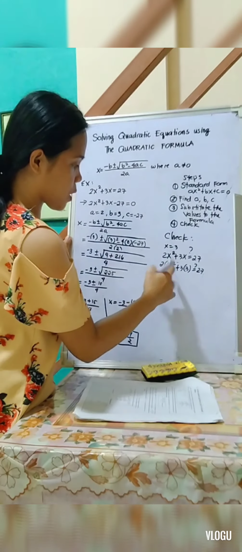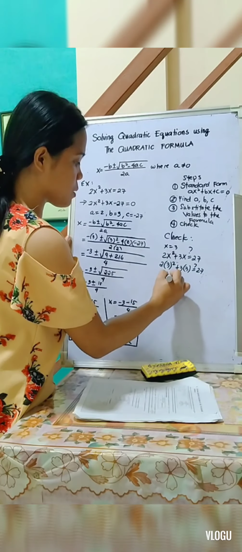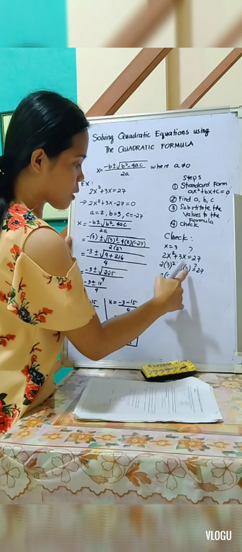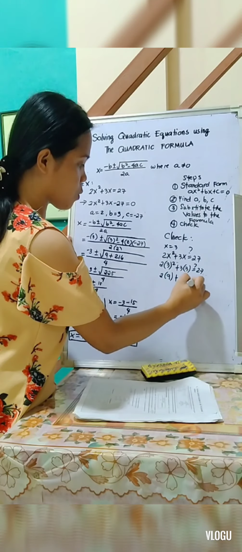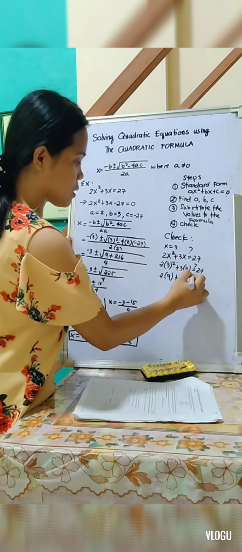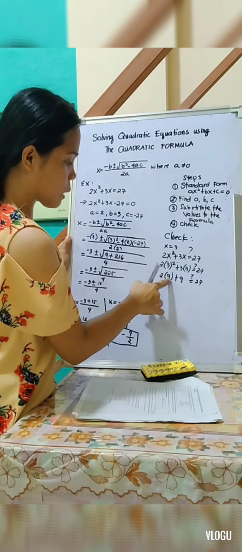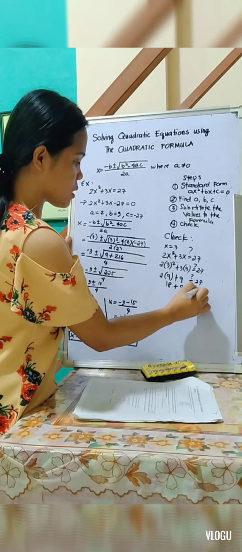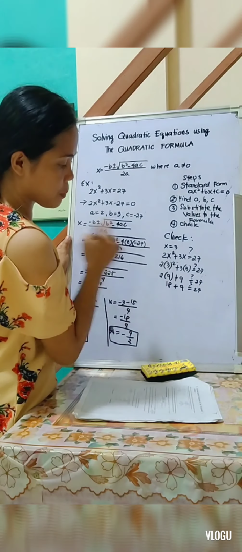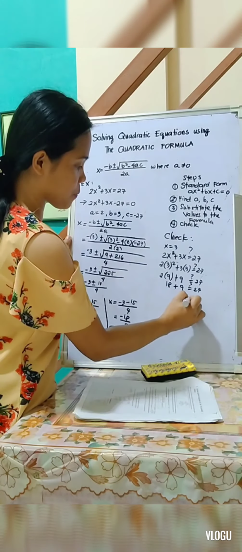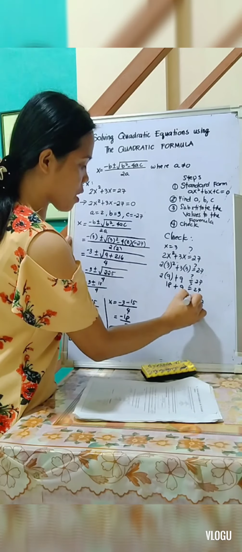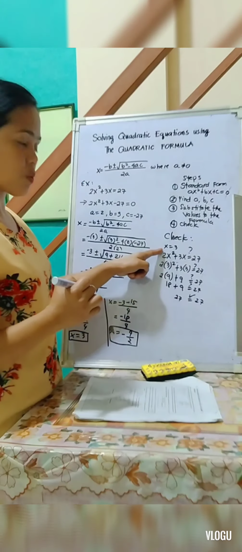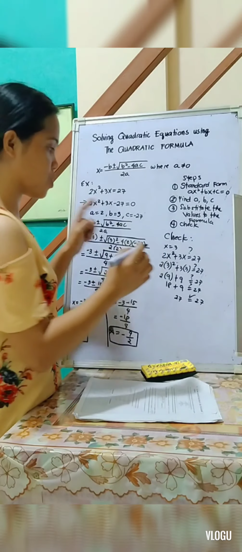Okay, so 3 squared is 9, so you will have 2 times 9 plus 3 times 3, that is 9, equals 27. Still, it's a question mark. So 2 times 9, that is 18, plus 9 equals 27, we don't know. So 18 plus 9, that is 27, equals 27. So they are equal. Indeed, x equals 3 is the correct solution.